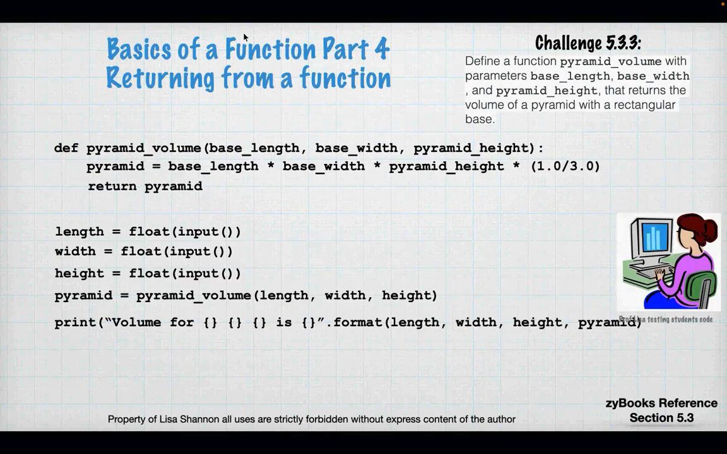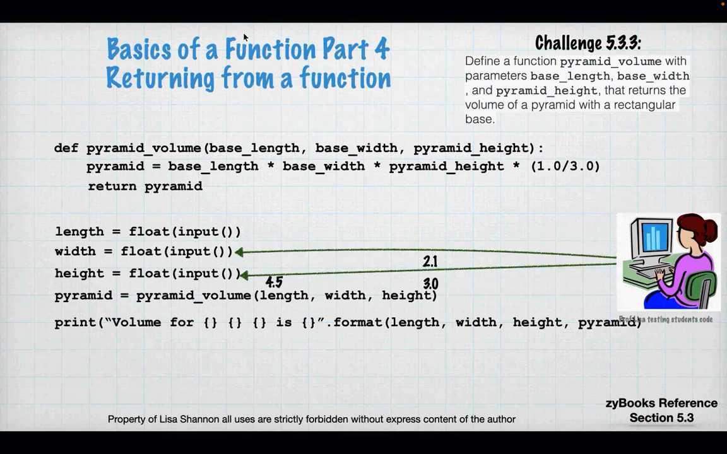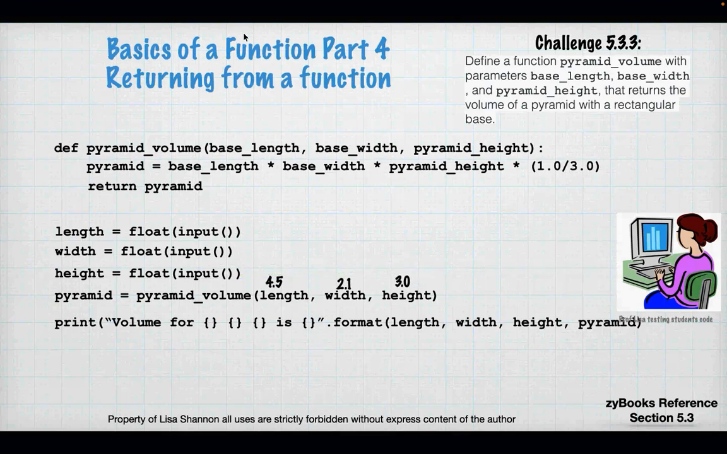So let's take a look at this a little bit differently, because I only gave you half of what a return does. The other half is, I have to give it a variable to put that information into. So here we have our function. I'm going to enter the length, the width, and the height. Now, the next thing is different. I have 4.5 for length, width, and height. But if you look at the line of code that we're on, on the left-hand side of a single equal sign I have a variable named pyramid, the equal sign, and then to the right of that, a function call.